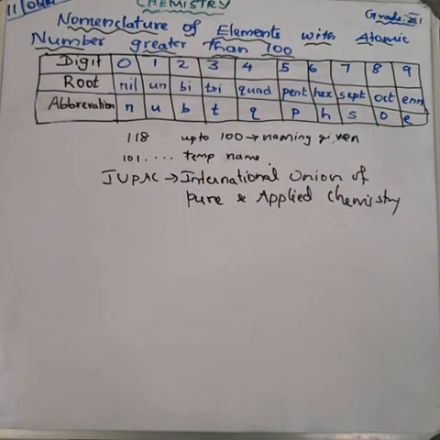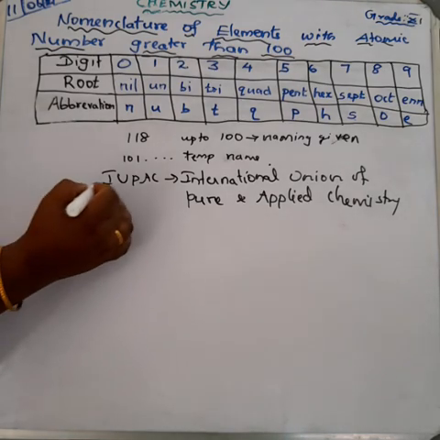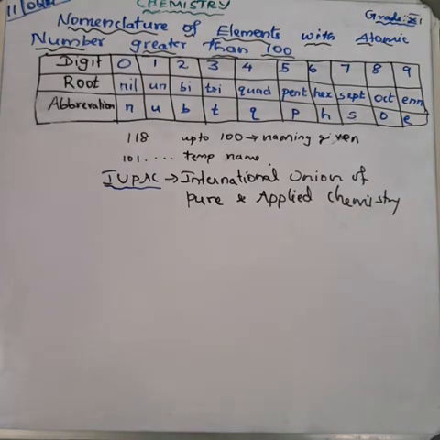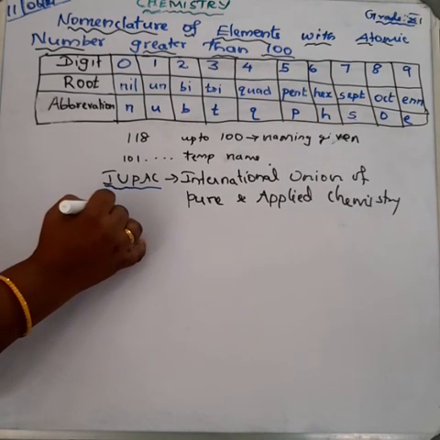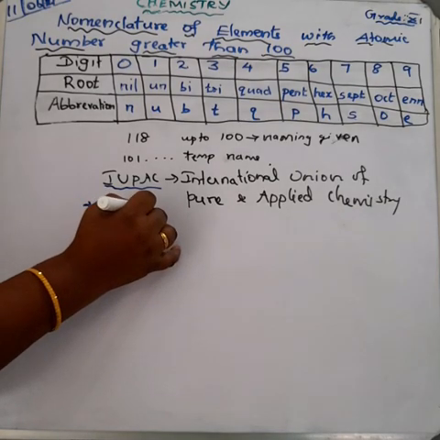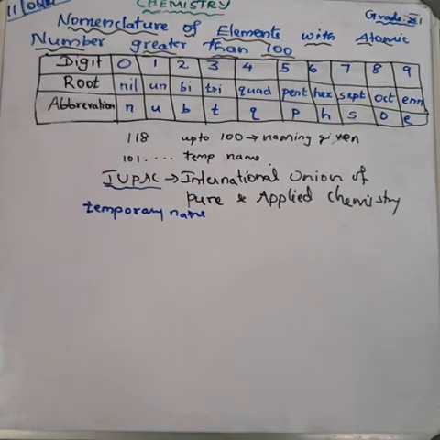After the public opinion, IUPAC gives the guidelines on what the name will be. In the meantime, the new element will be called by a temporary name. The IUPAC gives clear rules for the temporary nomenclature of new elements.